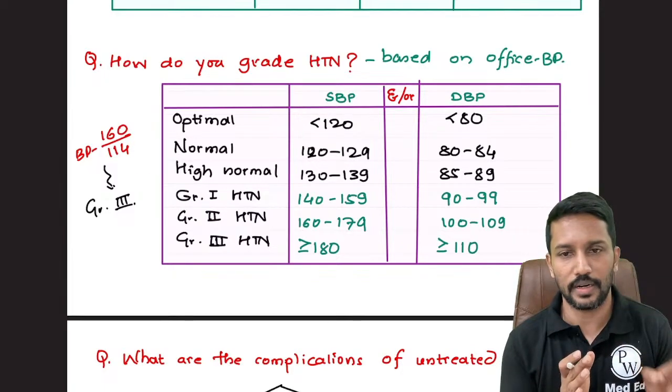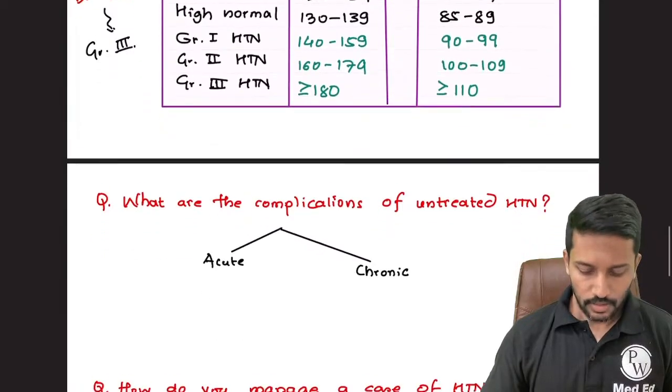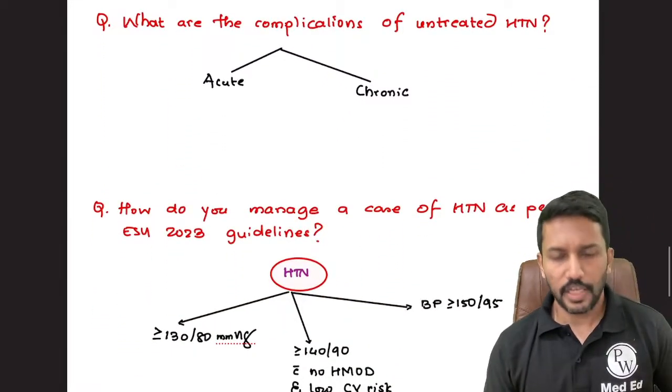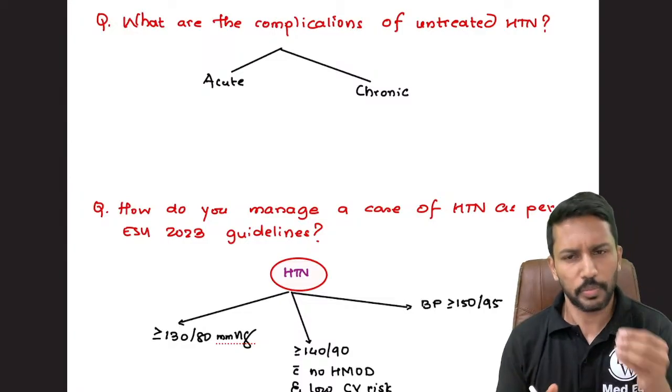So now we know how to make a diagnosis and how to grade it. Now, before I go to the management, if I don't treat a patient with hypertension, what is the big deal? Because most of the patients say the same thing, right?